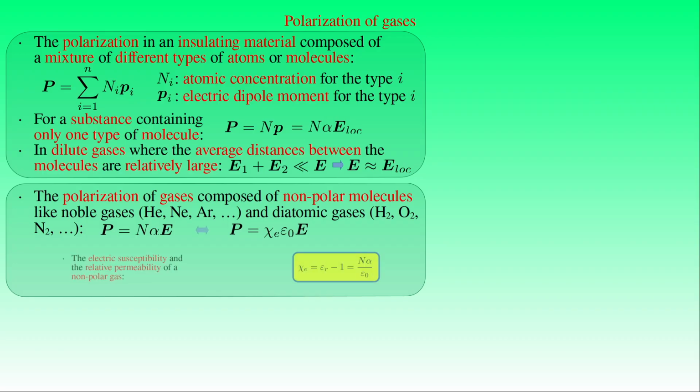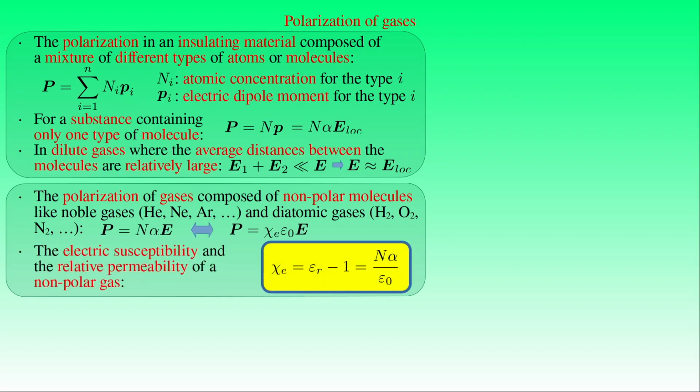Then we conclude that the electric susceptibility chi E, given by the relative dielectric constant epsilon R of the gas minus 1, is equal to the product of the number density N of the molecules and the molecular susceptibility alpha of the gas, over the vacuum permittivity epsilon naught.